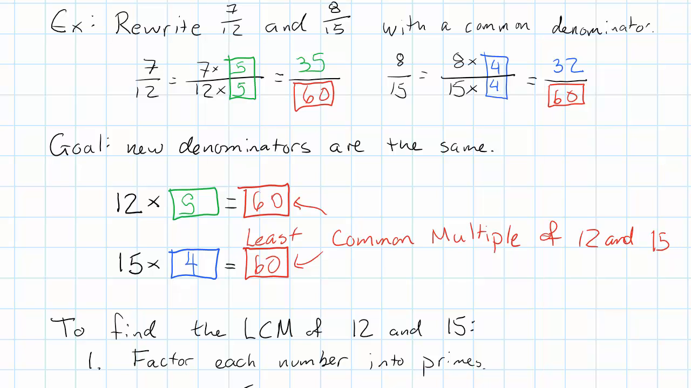7 twelfths is equivalent to 35 sixtieths. 8 fifteenths is equivalent to 32 sixtieths. We've now rewritten these with a common denominator.